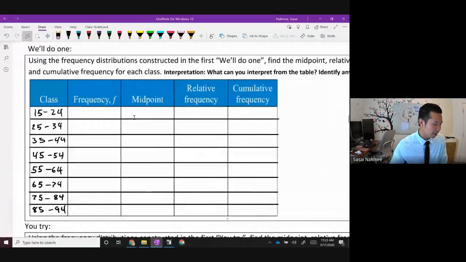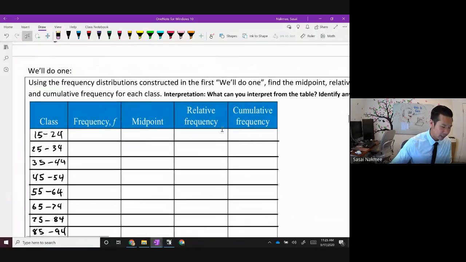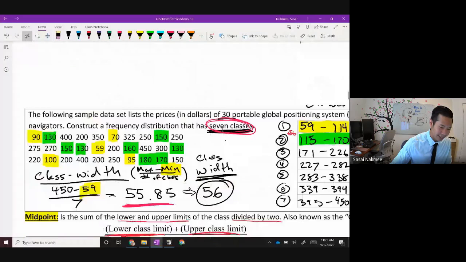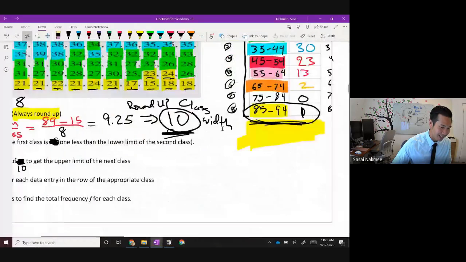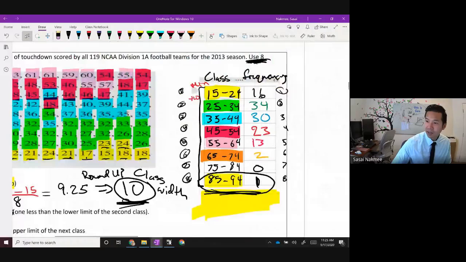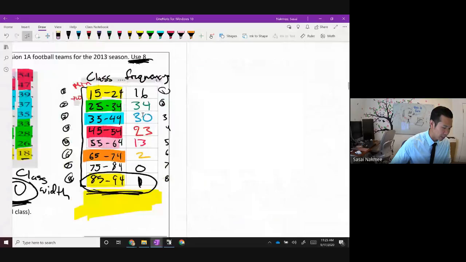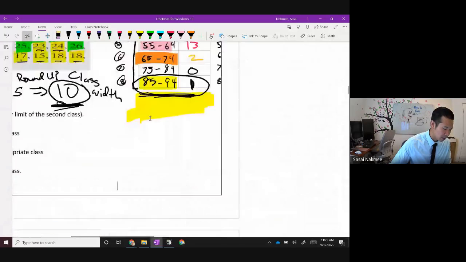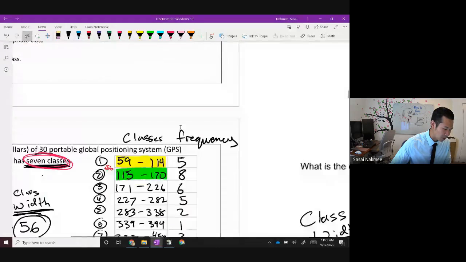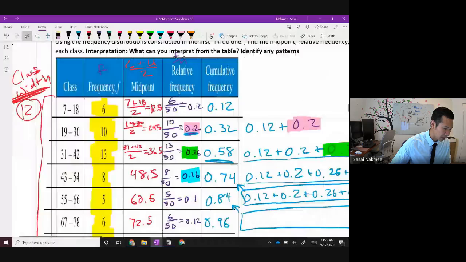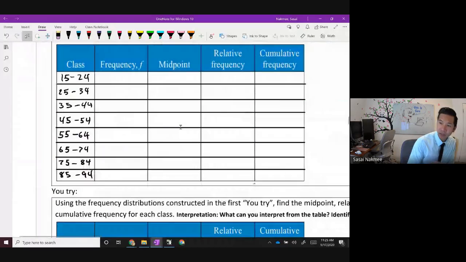We also have the frequency already done as well. We counted that out together, right? And the numbers were, let's see here. It was 16, 34, and then 30, right? And then I'm going to take these numbers right here, and I'm going to copy them down as well. So it was 16, 34, 30, 23. I'm going to go down here. So it was 6.